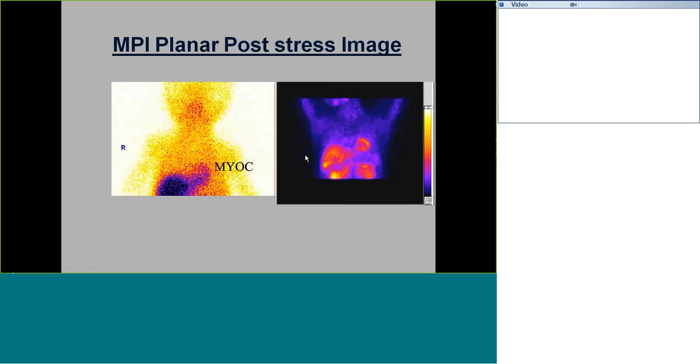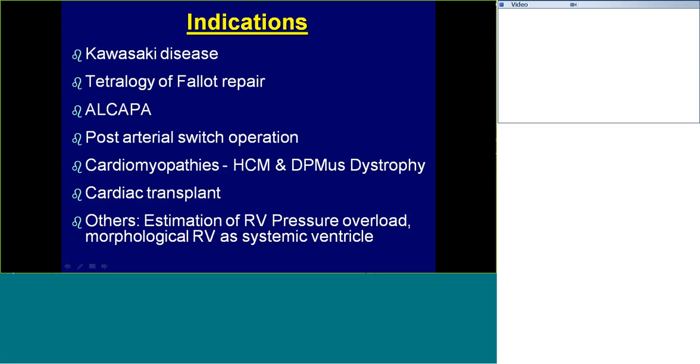Now coming to various indications as far as congenital heart disease is concerned. I think we have significant experience with Kawasaki disease, ALCAPA, and hypertrophic cardiomyopathies. The others, we mean only myself, most of our nuclear medicine colleagues don't have too much experience, not only in India, even in abroad countries. But let us go through the various findings that can be expected in these disease conditions.